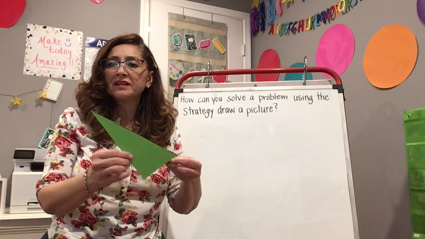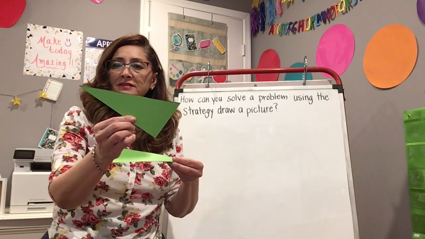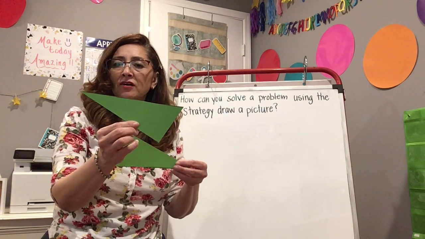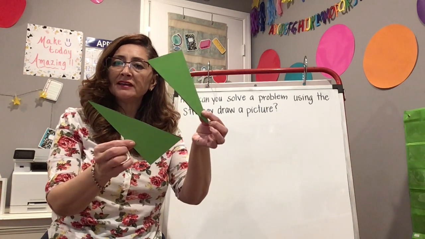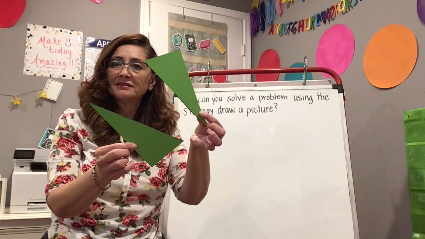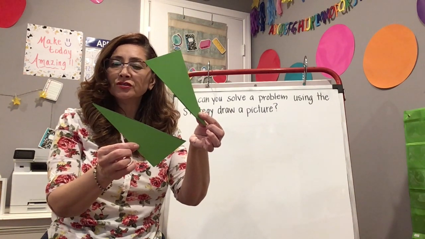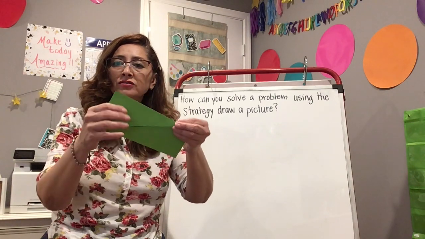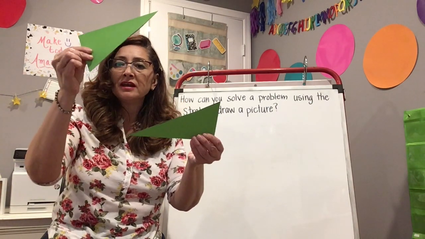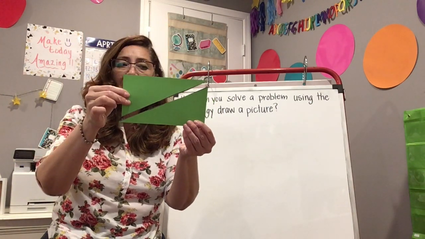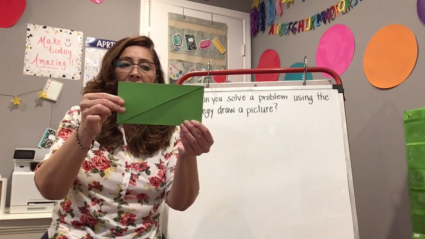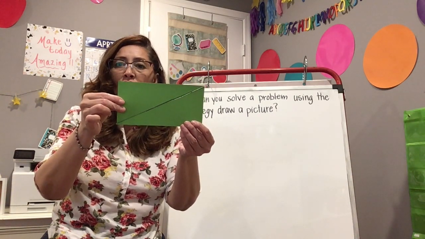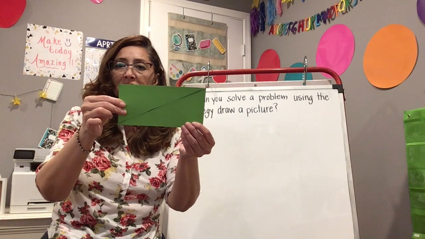What shape did I get? Yes, a triangle. How many triangles did I get? Yes, 2 triangles. I could take those 2 triangles and combine them, put them together, and that makes a rectangle.